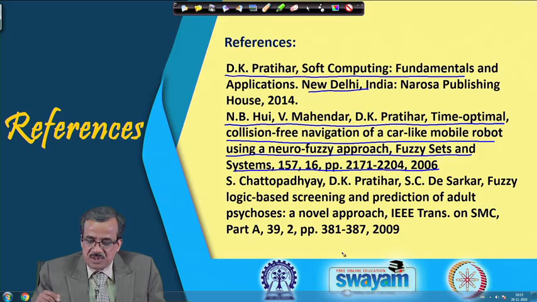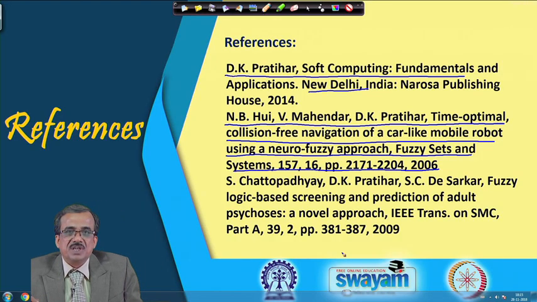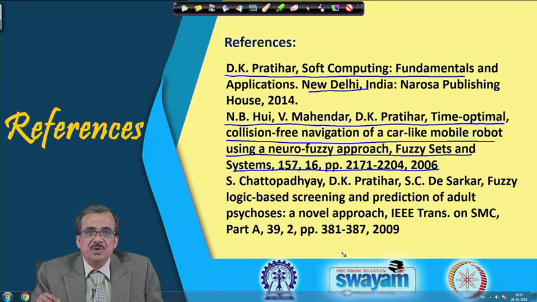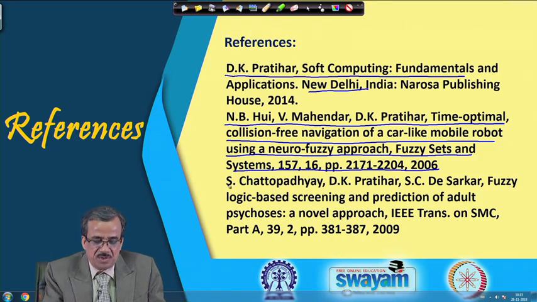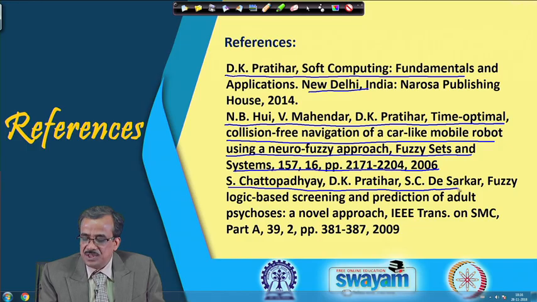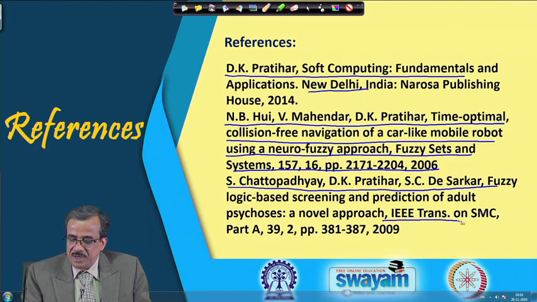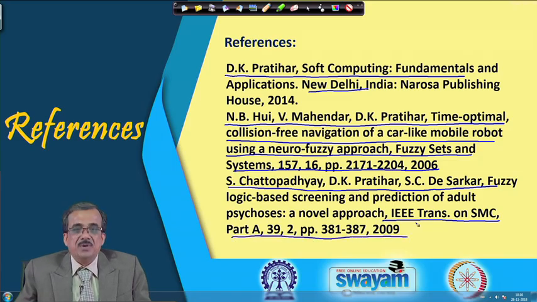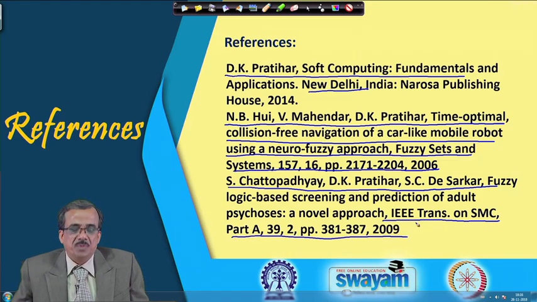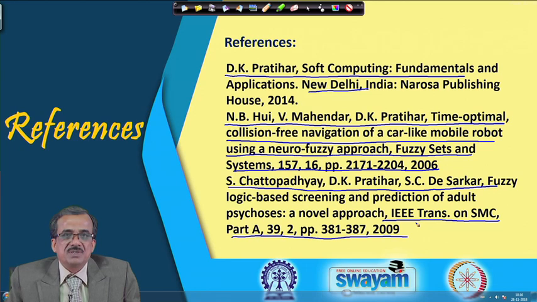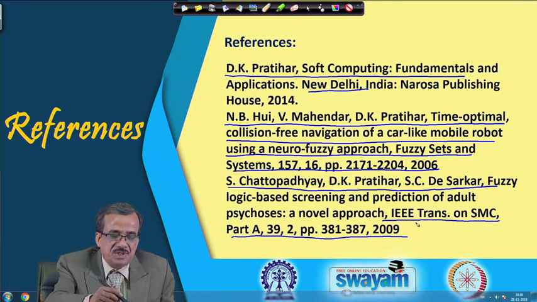Then for the medical diagnosis for psychosis, if you want to get a clearer picture, you should read this paper by S. Chattopadhyay, D. K. Pratihar and S. C. De Sarkar. This paper was published in IEEE Transactions on Systems, Man and Cybernetics, Part A, and you can find more detailed information regarding the topics which we have discussed here.